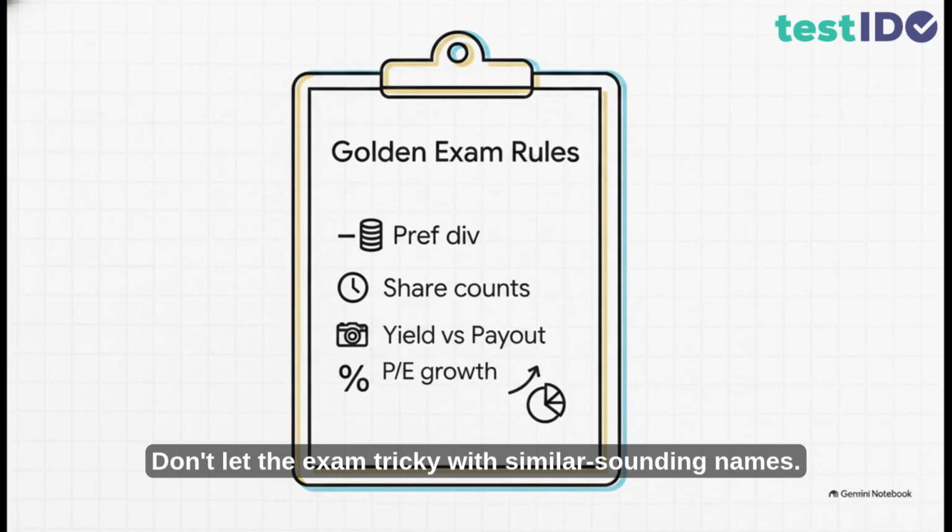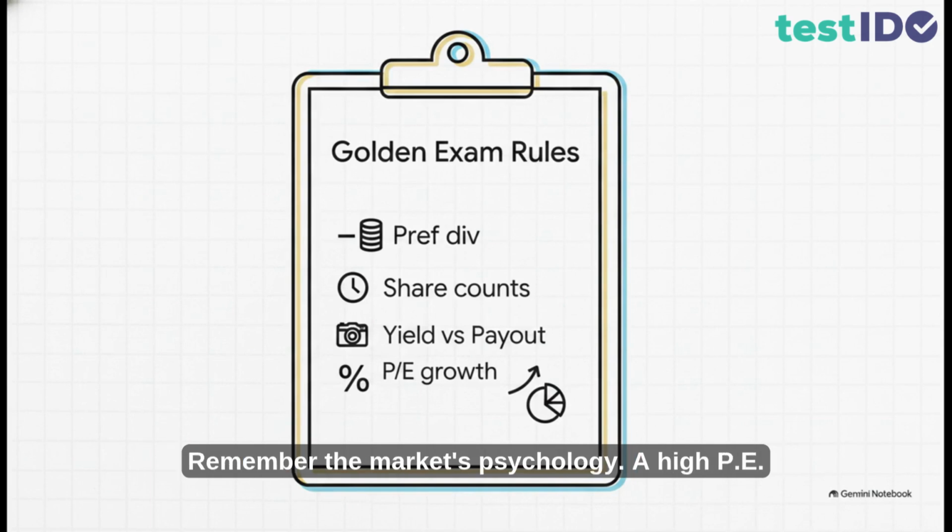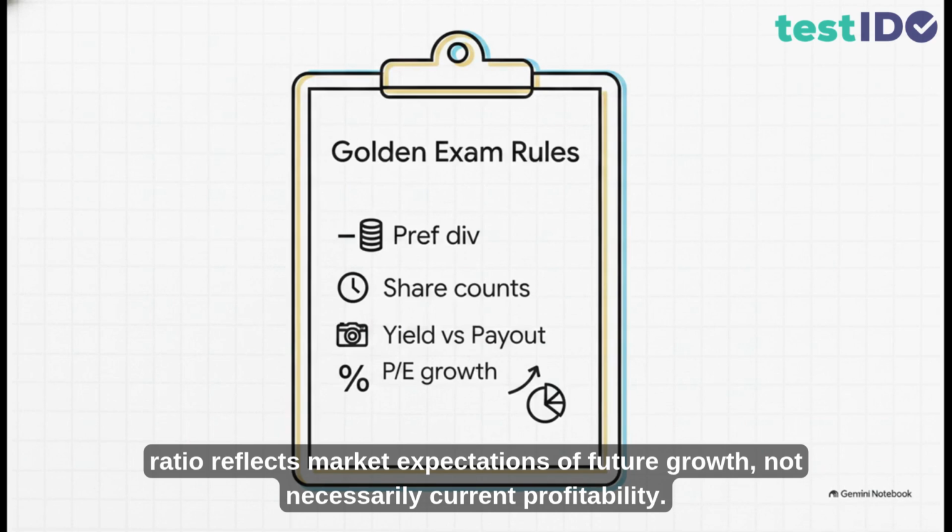Rule 3. Don't let the exam trick you with similar-sounding names. Dividend yield uses market price in the denominator, but dividend payout uses net income. And Rule 4, remember the market's psychology. A high PE ratio reflects market expectations of future growth, not necessarily current profitability.